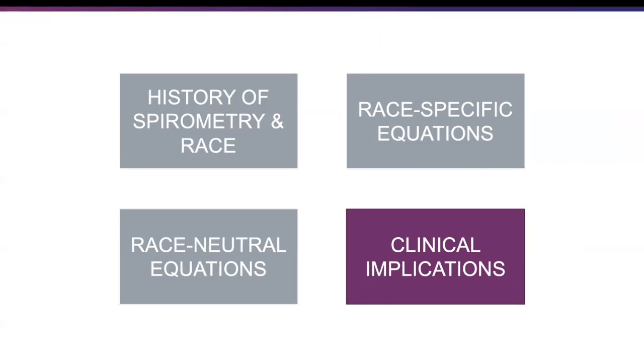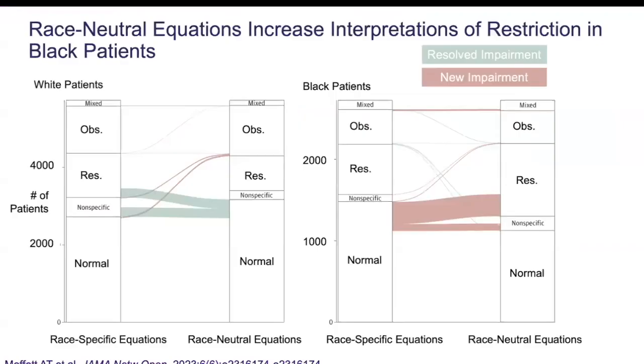While we cannot anticipate all the consequences of switching to race-neutral equations, let's explore some of the clinical implications. This study compared the use of race-specific versus race-neutral reference equations for Black and white patients. In these graphs, the number of individuals categorized as having obstructive, restrictive, nonspecific, and normal pulmonary function testing is defined by the width of the green and red lines. Lung function interpretation changes when the race-neutral equations are used instead of race-specific equations. The green lines indicate resolution of respiratory impairment, and the red lines indicate new respiratory impairment.